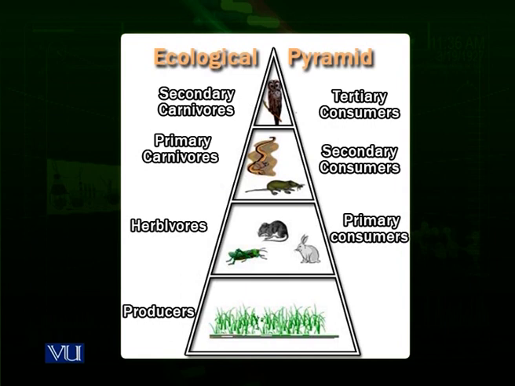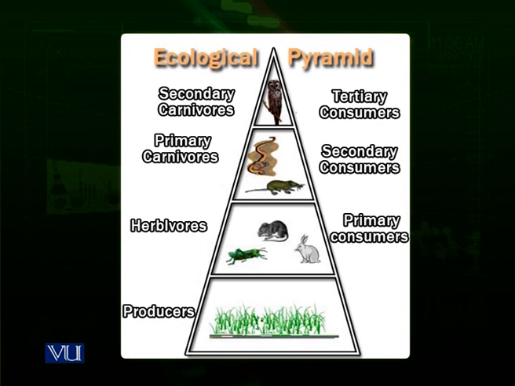The next level is called the primary carnivores, or the secondary consumers, which feed upon the herbivores. You can see the snakes which feed upon the rats and the mice, and the rats which eat the grasshopper. Then the upper level is the secondary carnivore. A secondary carnivore is a carnivore that eats another carnivore. For example, the owl, which may feed upon the rat, and the rat itself feeds upon an insect. These are called the tertiary consumers.